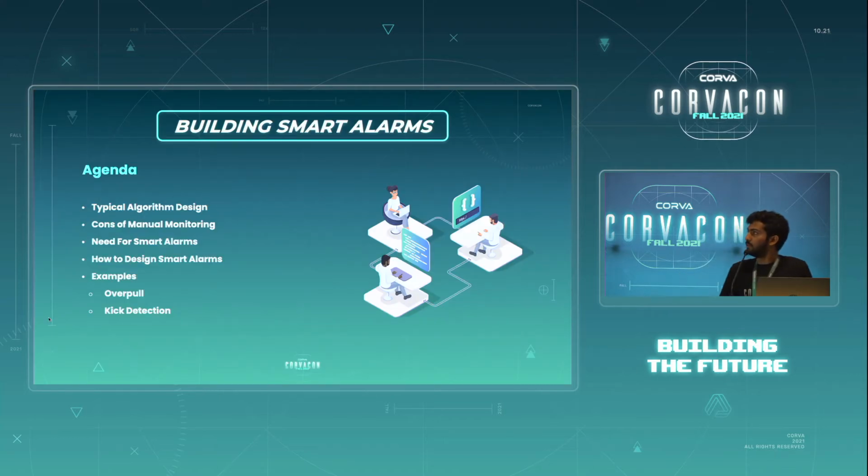So today I'm going to start off talking about a typical algorithm design which most data scientists or developers follow. There's a drawback in the typical algorithm design, and that's in how you monitor the final results. So I'm going to talk about the cons of manual monitoring, and then introduce something called smart alarms and the need for smart alarms. Then go on to how you can design these smart alarms, and give a couple of examples on how we implemented smart alarms here at Corva.